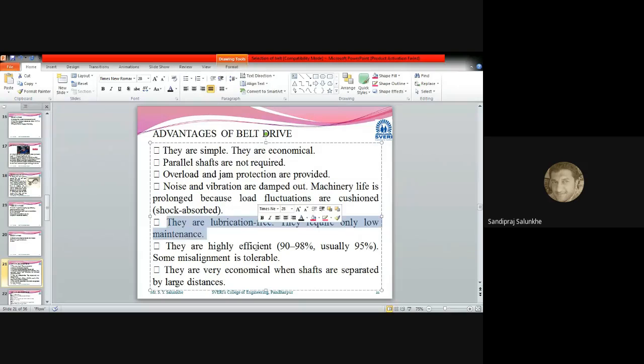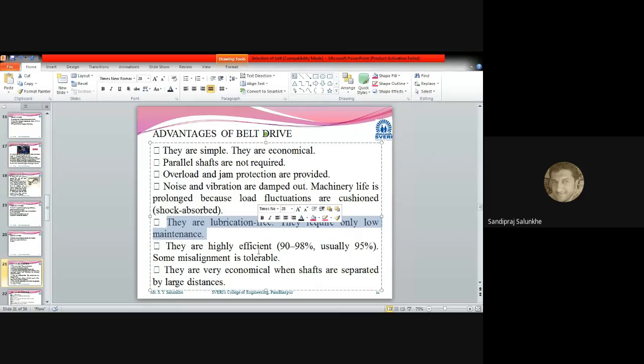The next advantage is that they are absolutely lubrication free, because if you compare belt drives, even rope drives, with the other types of drives, that is chain drive and gear drive, then the chain drive and gear drives require frequent lubrication, which comes under maintenance also. In case of gears, the gearboxes are filled with lubricating oil, and the gears are deep into the oil, and likewise lubrication is done. Whereas in case of chain drive, we continuously provide lubrication.